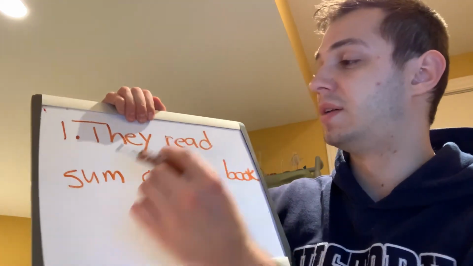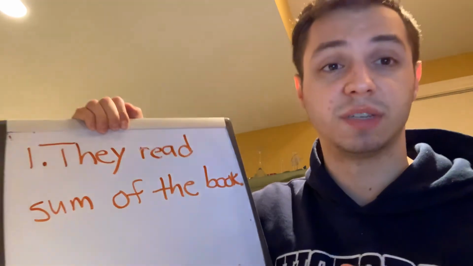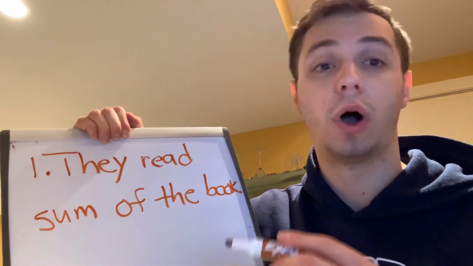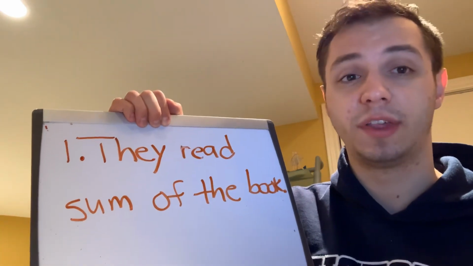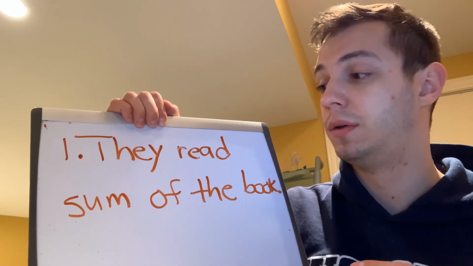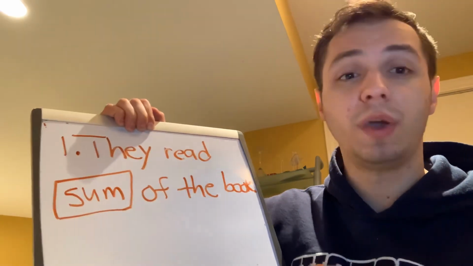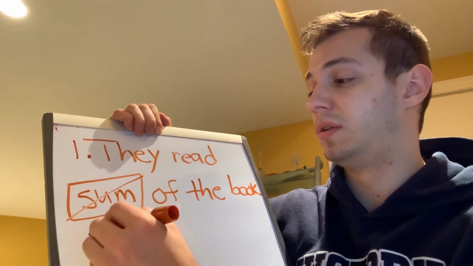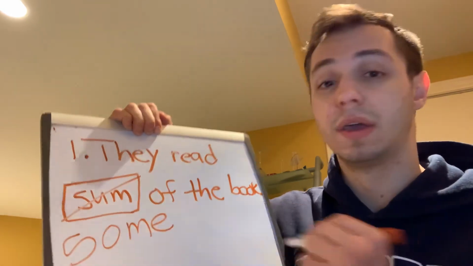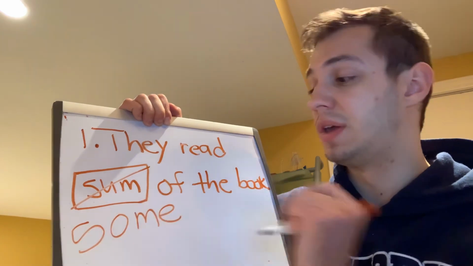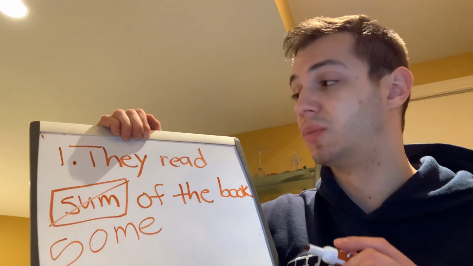They read some of the book. However, one of the words is spelled incorrectly, or it's the wrong word, right? Let's see if we can find it. Which word do you think is spelled incorrectly? Right, it's the word some. The way we want to spell it, so I'm going to cross it out and write the word S-O-M-E. Right, S-O-M-E.